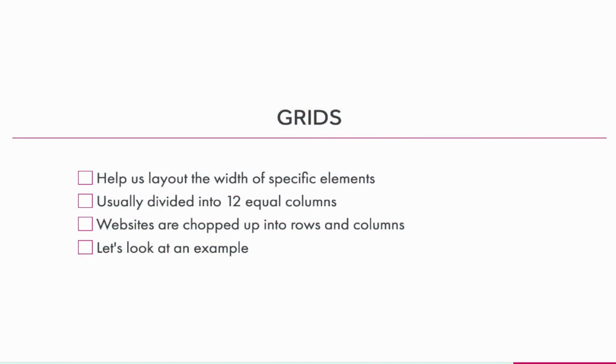Okay, so layouts. One way to lay things out, and I think a really sort of best practice to lay things out, is on a grid. So grids help us lay out things by setting specific widths to specific elements. They're usually divided into 12 equal columns. We'll take a look at that in a second. And websites are chopped up into rows and columns.